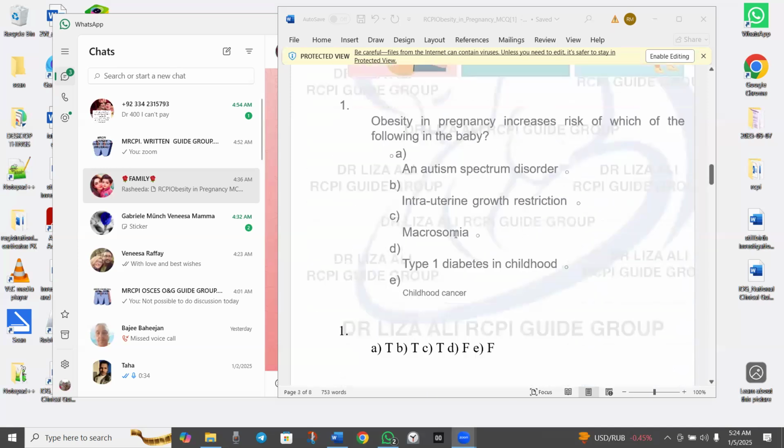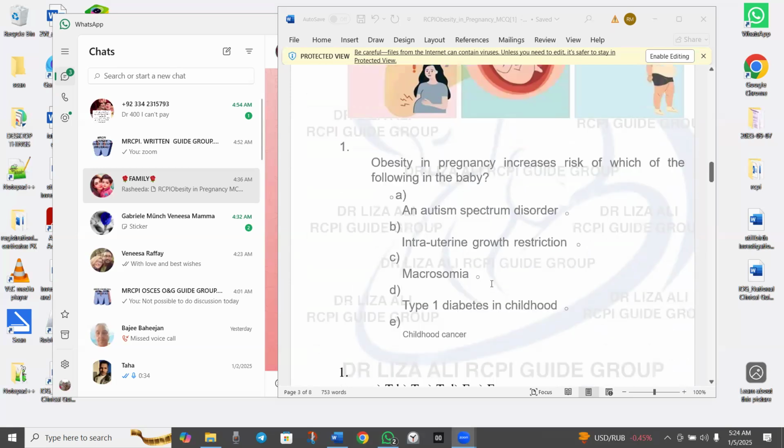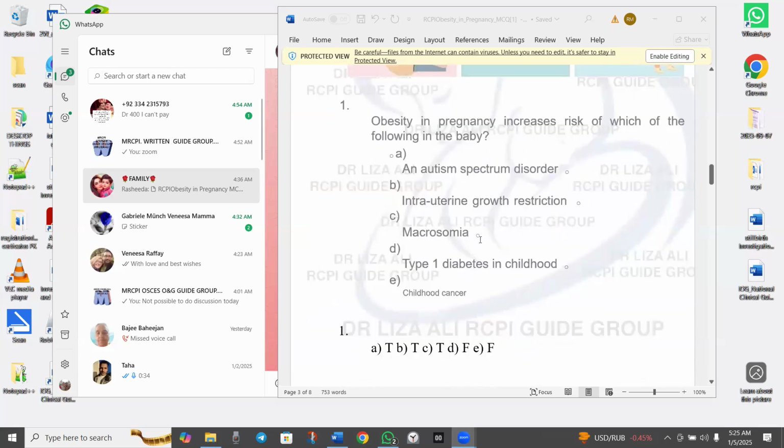Dr. Surya, can you read it, please? And then we can try quickly. Obesity in pregnancy increases risk of which of the following in the baby? A is autism spectrum disorder, B is intrauterine growth restriction, C is macrosomia, D is type 1 diabetes in childhood, E is childhood cancer. So it looks like macrosomia. Oh, no, sorry, intrauterine growth restriction. No. You remember I told you. So please, what will we do? We will take them one by one and solve the question.